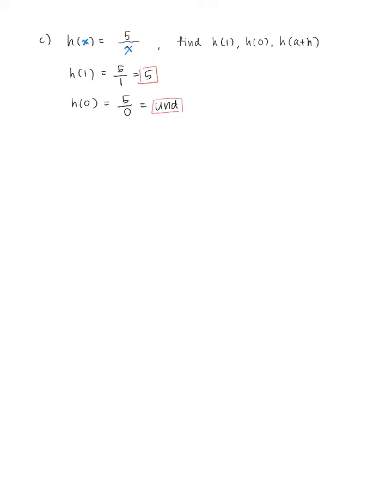Now let's go with h of a plus h. Okay, so again, I'm going to be replacing the whole quantity a plus h in place of x. So here you're going to have 5 over a plus h. But what is the restriction on that? Well, you cannot have 0 on the bottom. So provided that a plus h denominator does not go to 0. But anyways, I'm just going to box this. And there you go. How you guys doing up to here?